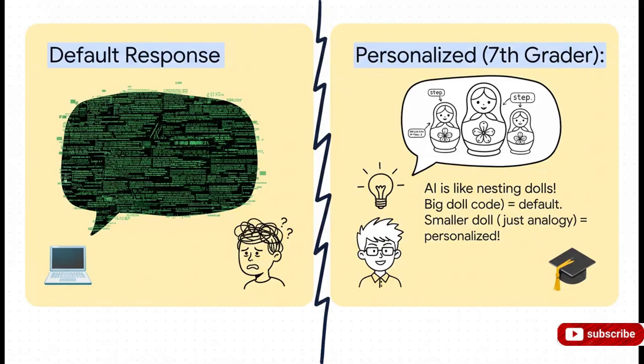And here is a perfect example of the massive difference this can make. On the left, we asked for an explanation of a coding concept called recursion. And what we got was a wall of dense, confusing code. I mean, sure, it's technically correct, but not very helpful if you're a beginner. Now look at the right. We got a response tailored for a 7th grader. It uses a simple analogy, like nesting dolls, and breaks it all down step by step. Same question, but the results are worlds apart in terms of usefulness.